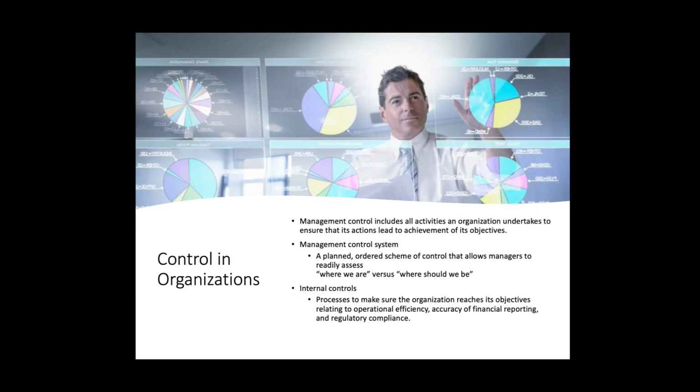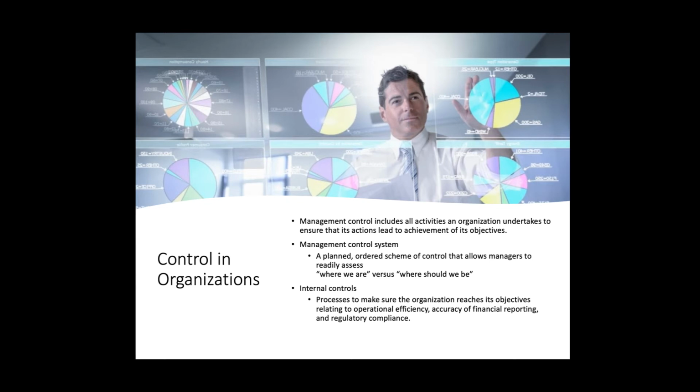So when we talk about control in organizations, we mean management control includes all the activities an organization undertakes to ensure that its actions lead to achieving its objectives. In that sense, managerial control includes just about everything that goes into delivering a consistent experience. A management control system is a planned, ordered scheme of control that allows managers to assess instantly where are we versus where are we supposed to be. How are things going now versus how are things supposed to be going?